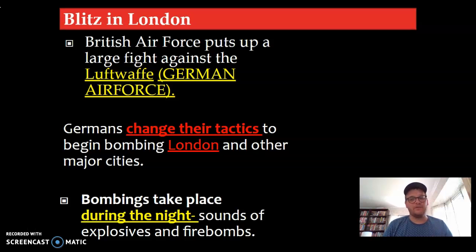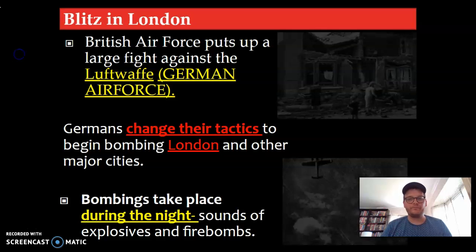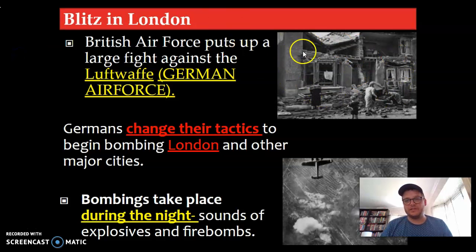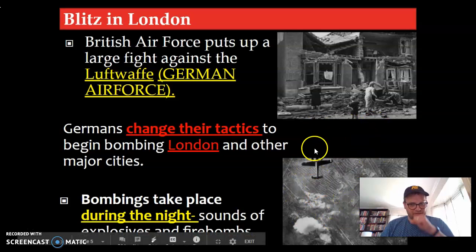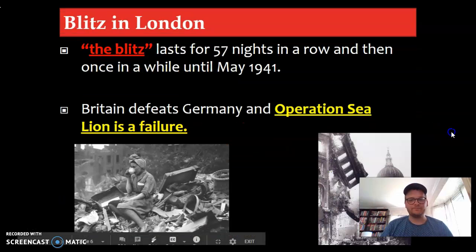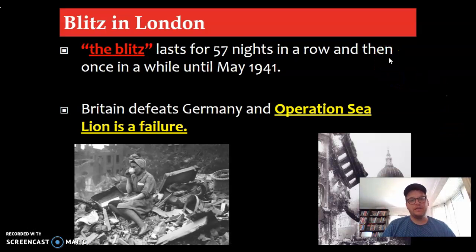And basically direct attacks on civilians, which is something that, to be frank, lots of sides in the war did. It doesn't make it right, but the Allies eventually do things similar to that as well. See images right here from this is London having been bombed out, and these are examples of German planes flying overhead and dropping bombs. All right, the Blitz lasts for 57 nights in a row, and then occasionally, every once in a while, until May of 1941.